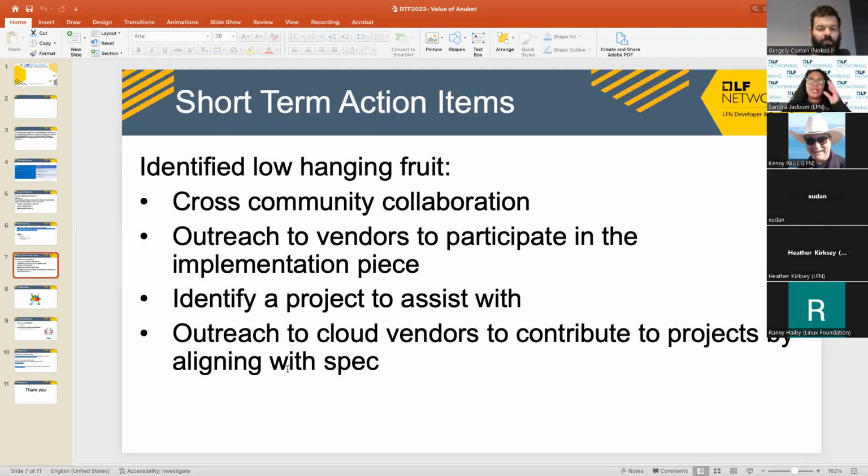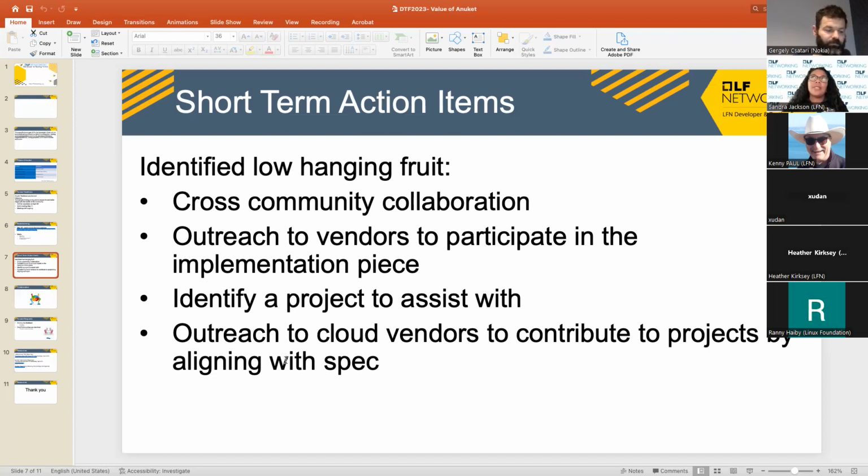And then the outreach to the cloud vendors to contribute by aligning with the specifications that are already out there. Anuket has delivered them. They delivered them to GSMA. They've done well in that piece, but we need the vendors to adopt these. And so that's some of the ask, some of the low-hanging fruit that we're trying to do.